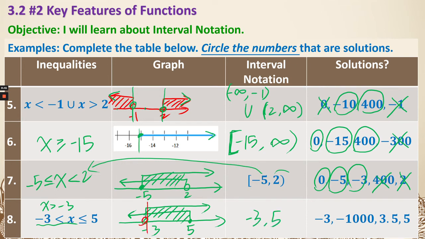That is an open circle, so parentheses. That is a solid dot, so square bracket. -3 is parentheses, so it's not included. -1000 is not in there. 3.5 is, and 5 is a solid point, so that is also included. Now a few more.